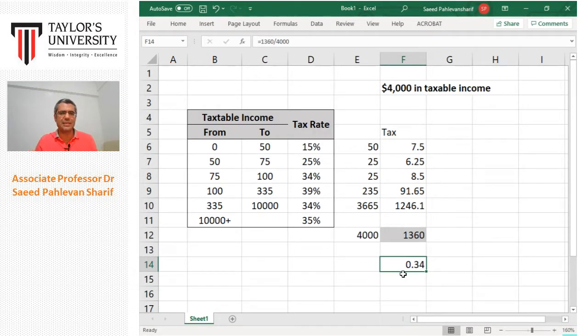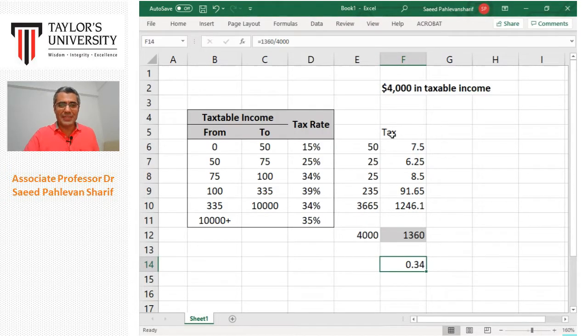But what is the marginal tax rate? Marginal tax rate means how much tax you have to pay if you earn $1 more. So far we have earned $4,000. We have $4,000 in our taxable income. If you have $1 more in your taxable income, how much tax do you have to pay? If you have $1 more, you are still in this bracket and you have to pay 34%, right? So by chance in this question, the average tax rate and marginal tax rate are the same, but actually in some cases they are not the same.